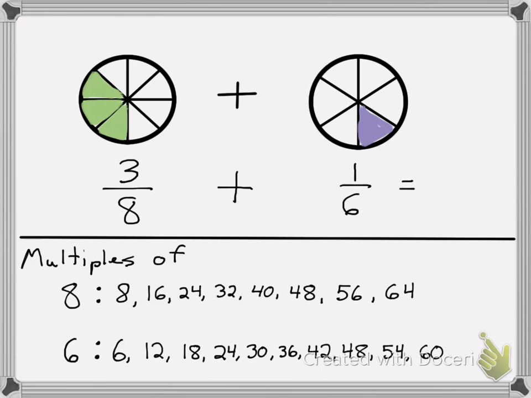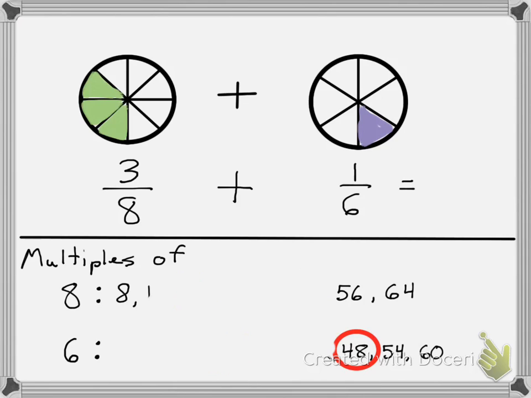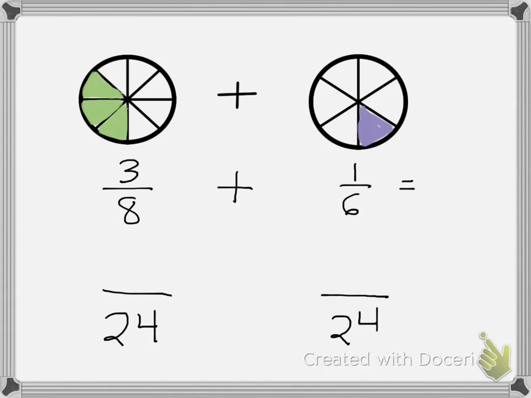Now looking at our multiples of both 8 and 6, we can start to identify common multiples. In fact, there is one there, 48. And we can get that by multiplying our denominators together. 6 times 8 makes 48, so that would then be a multiple of both of them. However, this is not the least common multiple, and there in fact is one smaller than that, which is 24. So we could use either of these to create like fractions. In this case, let's go ahead and use 24 as our least common denominator.